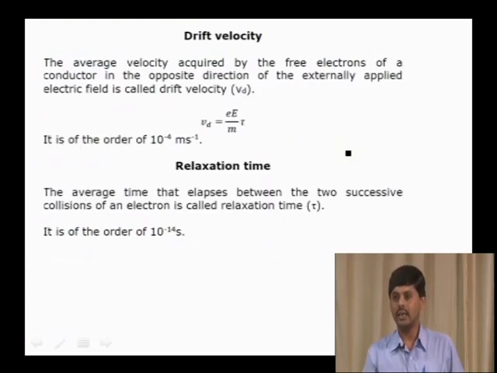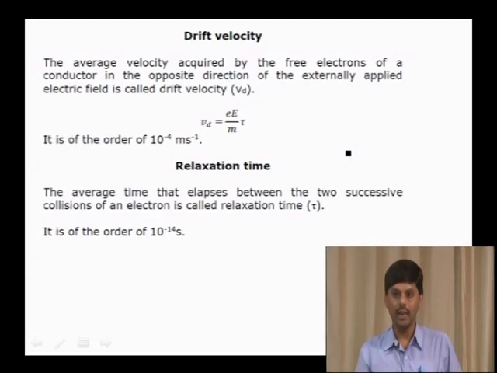Drift velocity. The average velocity acquired by the free electron of the conductor in the opposite direction of the externally applied electric field is called the drift velocity. It is given by Vd is equal to eE tau divided by m, where e is the charge of electron, E is the electric field, m is the mass of the electron, tau is the relaxation time. The order of the drift velocity is about 10 raised to minus 4 meter per second.